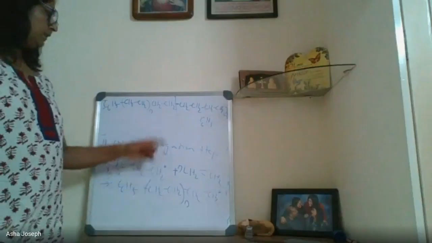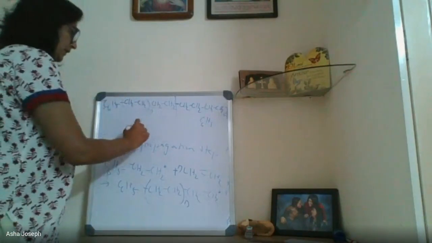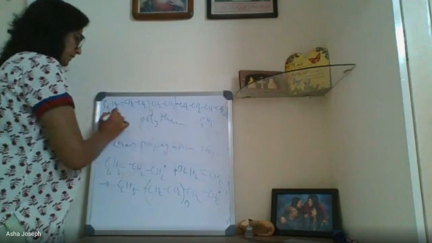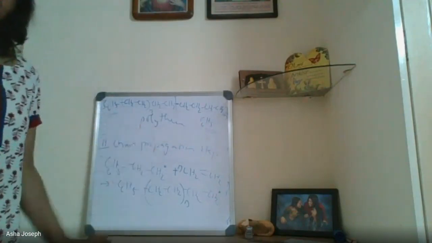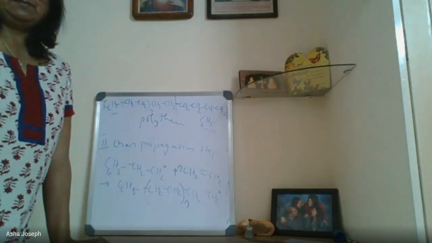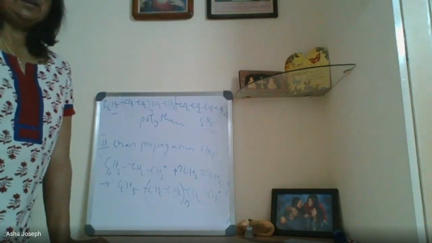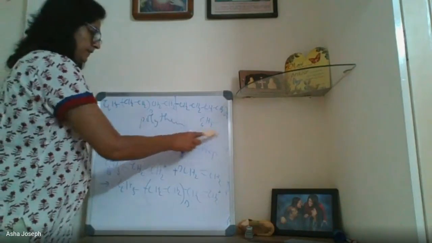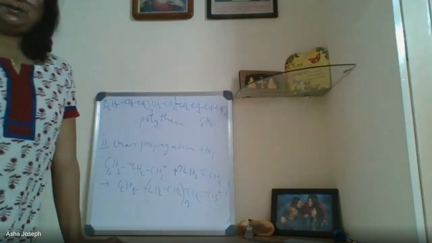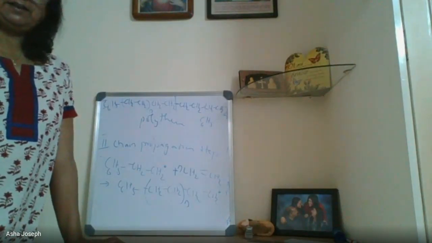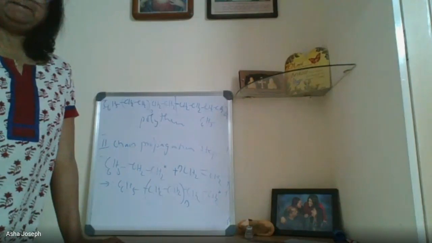Understood? Yes, ma'am. So this is the final one. This is polythene. And you may be thinking, what about this phenyl group that will be released? This is one type of polythene. Okay, so that part is not given in the book. You have to write till here. This is polythene. Phenyl group will not be there. That will be released. Okay.